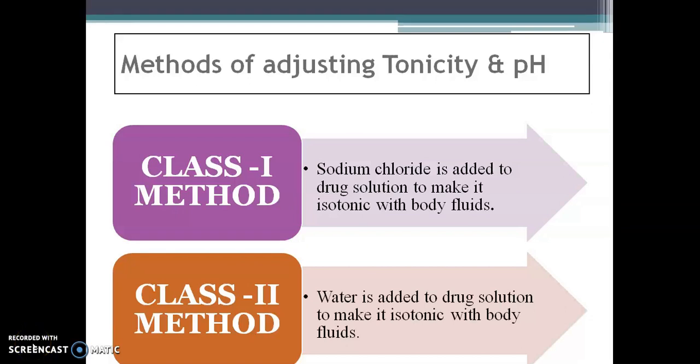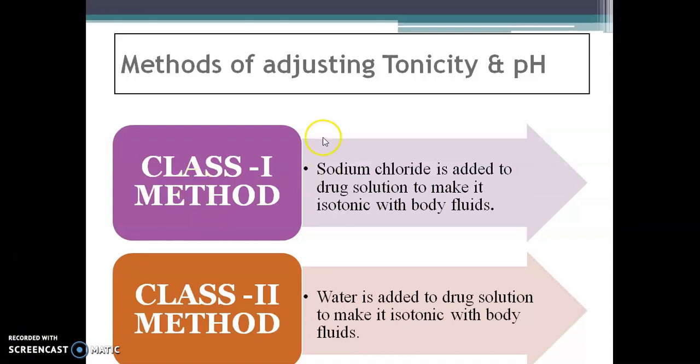Now next is the method of adjusting the tonicity and pH. In the previous lecture we studied the method for determination of pH. After that we have to study the method of adjusting the isotonicity and pH. The methods are classified into two types, class 1 method and class 2 method.